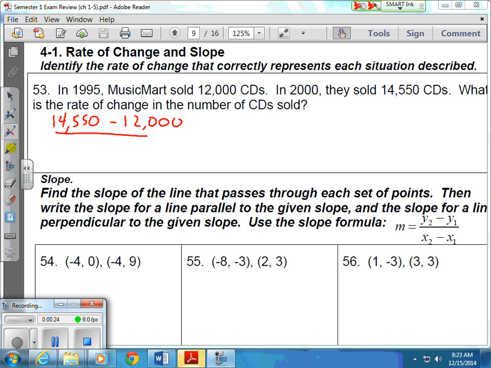So has there been an increase or a decrease in sales of CDs? It was that, now it's that. It increased. Okay, so we should get a positive rate of change. Divided by the old, so 12,000 again. Which would be what? 2,550. That's the difference. That's how much it increased.